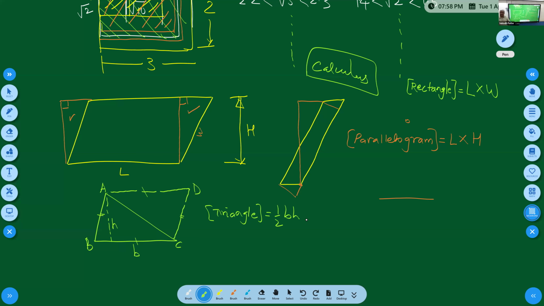And square is a rectangle, therefore side into side, length is side, height is side, therefore side square. So whatever we have used in Pythagoras proof, we have proved it.